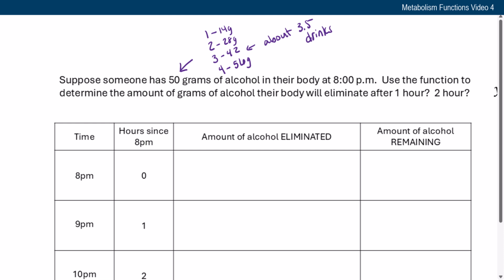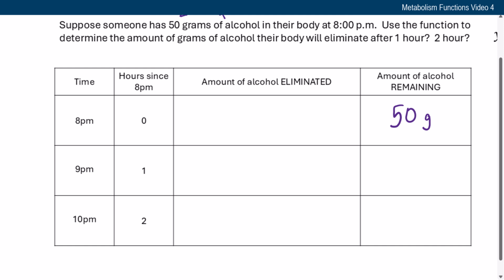Okay, so we're going to use our function to determine the amount of grams of alcohol their system or body will metabolize after a few different hours. Okay, so at hour 0, we have our 50 grams of alcohol in our system. None of that has been eliminated yet because we're going to assume that the person consumed all 3.5 of those shots in a pretty quick succession to bring them to the 50 grams.